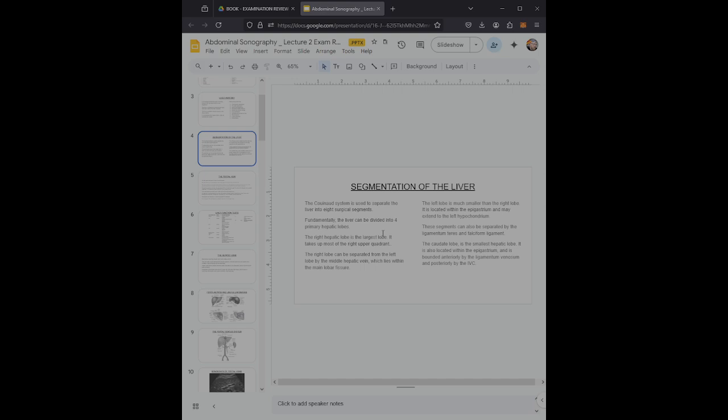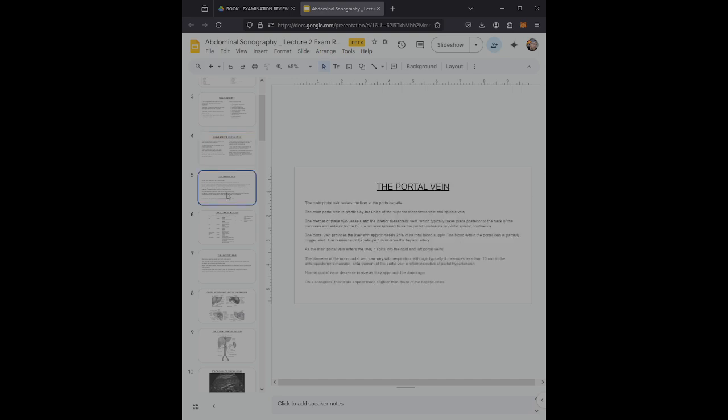So we can also separate liver segments by the ligamentum teres and the falciform ligament. The caudate lobe is the smallest hepatic lobe, and it is located within the epigastrium as well. And it is bound anteriorly by the ligamentum venosum, which is a remnant of the ductus venosus, and posteriorly by the IVC. So thus we can separate the caudate lobe from the left lobe by the ligamentum venosum.